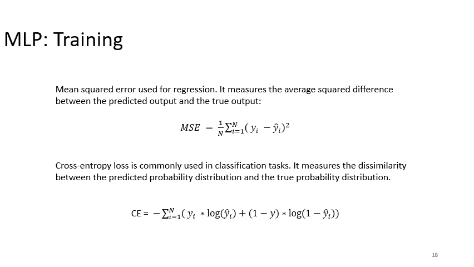This loss function is designed to measure how well the predicted probabilities align with actual class labels. Minimizing the cross-entropy loss encourages the model to assign high probabilities to the correct class and low probabilities to incorrect classes.